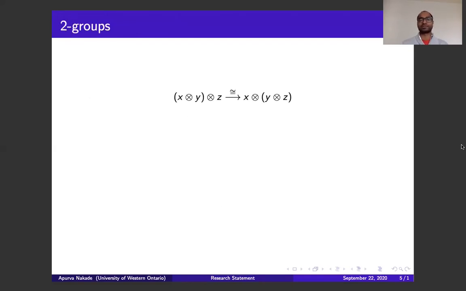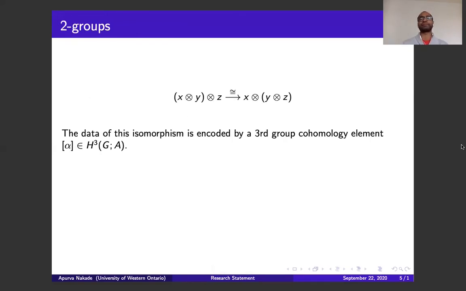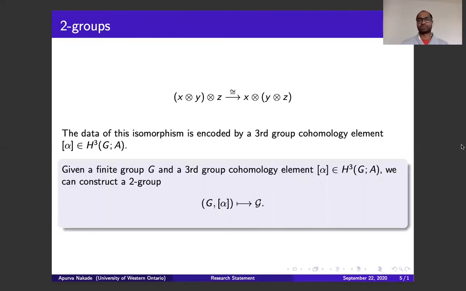And this isomorphism can be captured using a third cohomology group element, which we'll call alpha, with coefficients in some module. You don't need to know what group cohomology is. It's just the data of this isomorphism. Just to summarize, going in the other direction, given a group and a third cohomology element, we can construct a two-group out of this data. And we'll denote two-groups by script G.